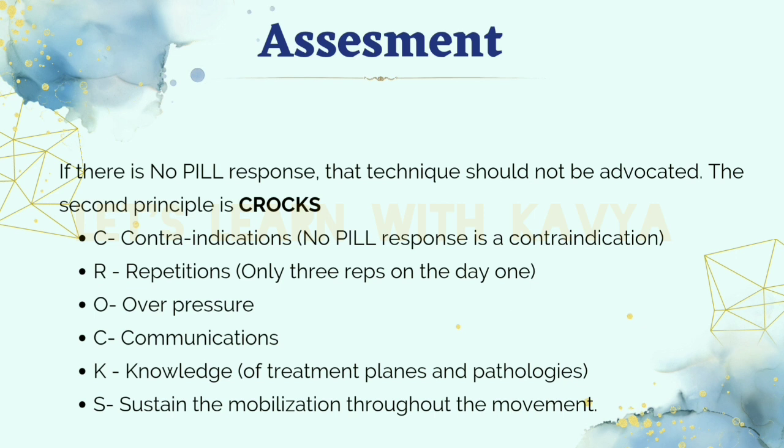So if your Mulligan therapy is causing more pain to the patient and not giving instant cure and is not long-lasting, then you should not advocate that technique. The second principle is CROCS. C for contraindications, and this we will be looking at in the upcoming slides. R for repetitions, only 3 reps on day 1. O for overpressure, C for communication, K for knowledge of treatment plane and pathologies, S for sustained mobilization throughout the movement.